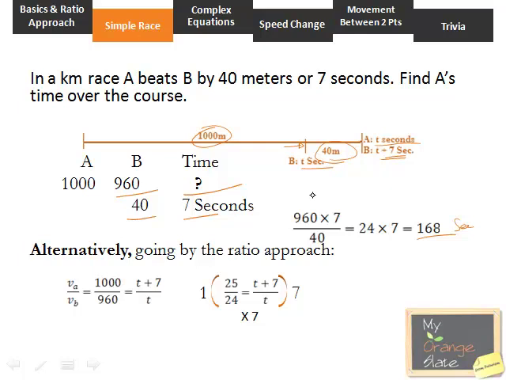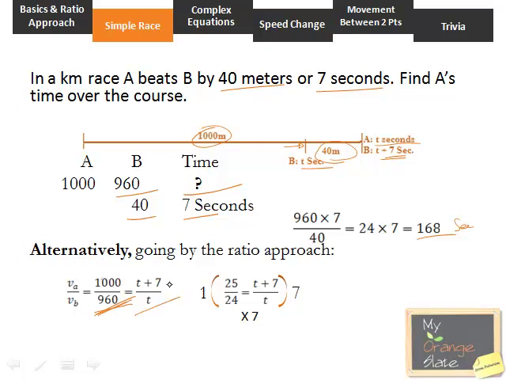Alternatively, going by the ratio approach that we saw earlier, there are two cases. In one, A beats B by 40 meters. In the other, A beats B by 7 seconds. We know that ratio of speed is equal to ratio of distance, that is 1000 upon 960, and that is equal to inverse ratio of time, that is t plus 7 over t.